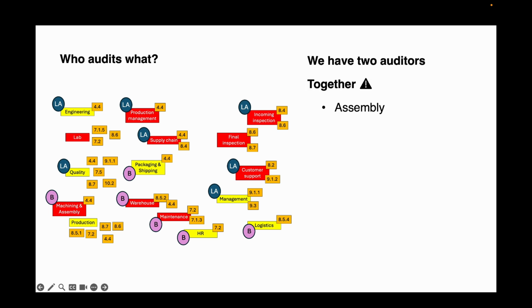Now, I also want some areas to be audited by both auditors. For some areas it makes sense to work together as an audit team. Assembly, the lab, and the final inspection are good examples. These are places where technical detail and system interpretation may both matter at the same time. So joint auditing here can give us stronger evidence and better shared understanding.